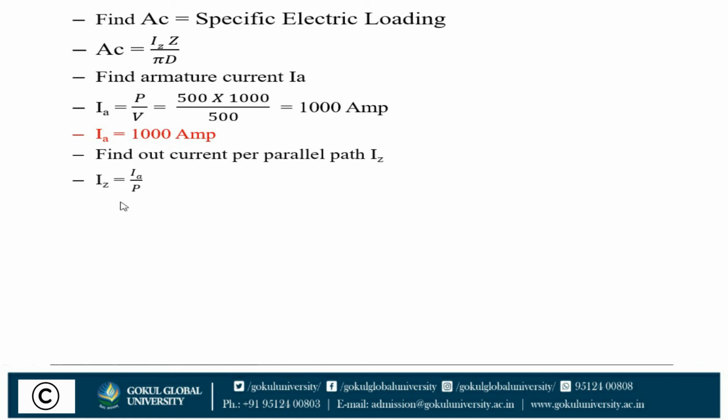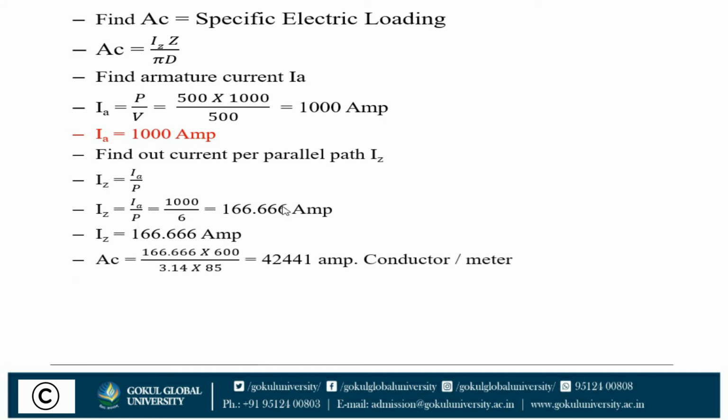Iz is equal to Ia by P. Put the value of Ia and P. So what is Ia? 1000, and P is equal to 6. So what is Iz? 166.6666 ampere. So what is the Iz value? Now put this value into the above equation for AC. AC is equal to Iz into Z divided by pi into D.